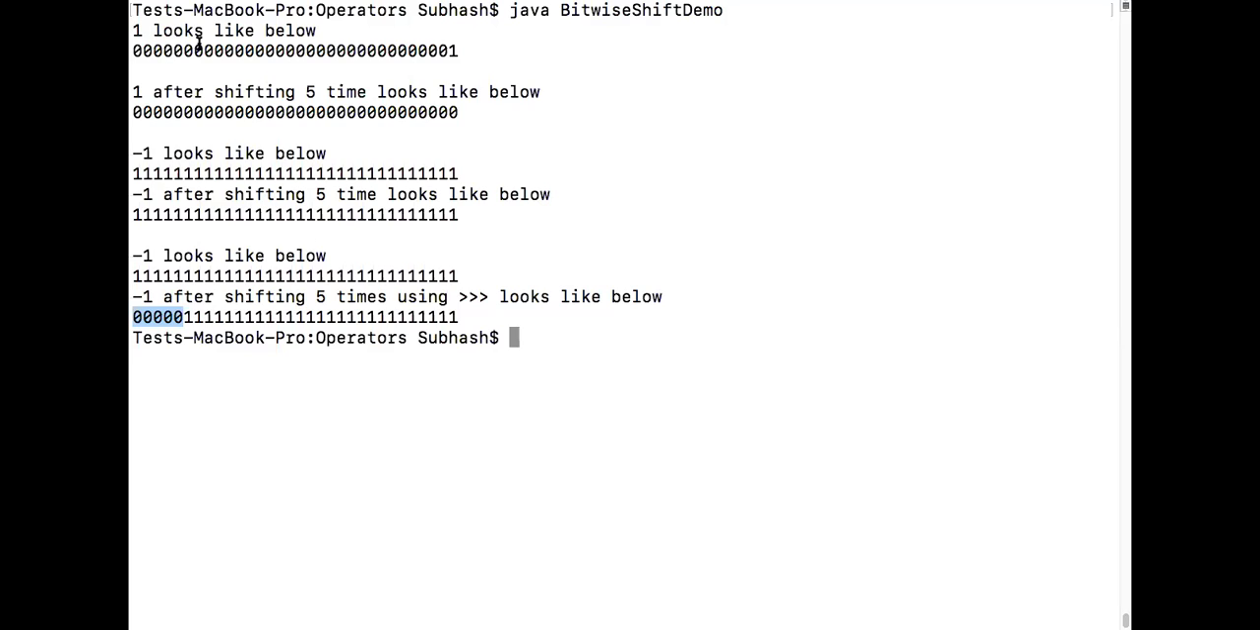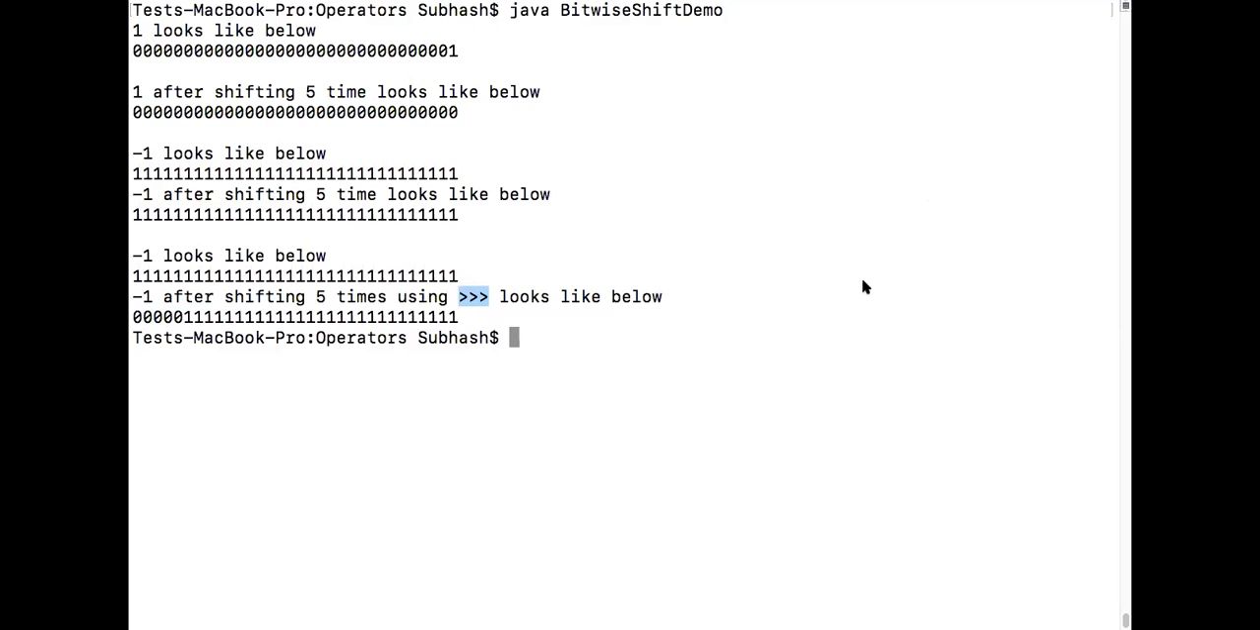So one will look like this. After shifting 5 times using normal right shift, it will look like this. -1 will look like this, and after shifting 5 times using normal right shift operator, it will look like this. And after right shifting using this operator, it will look like this. I have proved it like this with a program. I will share this program with you. Is that okay, guys? Everybody understood? Bitwise operators. We'll do more programs. Don't worry. Did you understand the concept first, everyone?